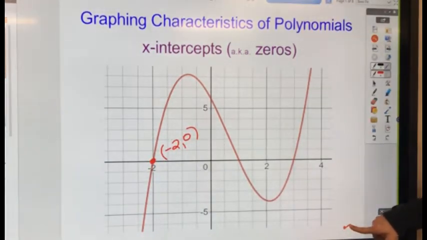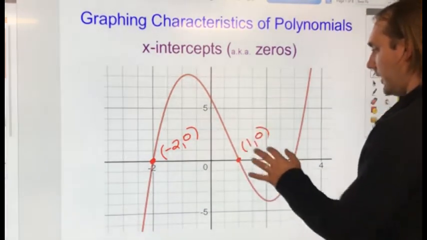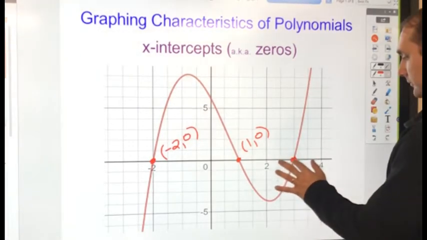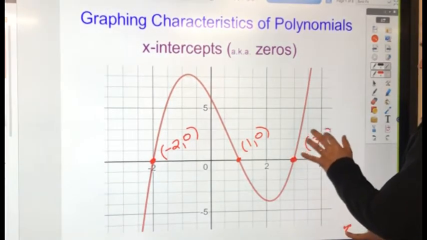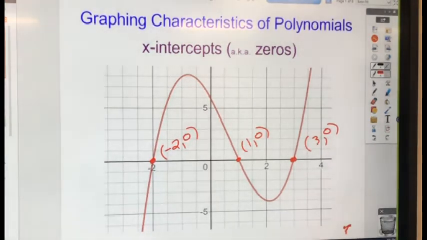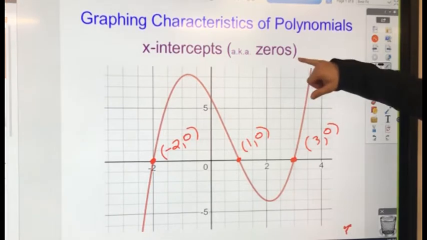What's another one? 1, 0. Yeah, it's 1. That's the one. And the other one? 3, 0. So this polynomial has 3 x-intercepts. Now we're going to also call these zeros because we want to be able to solve for the polynomials.